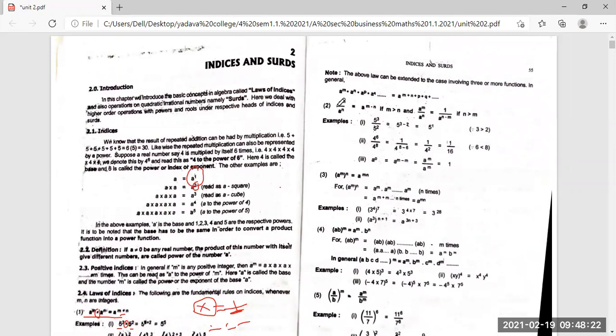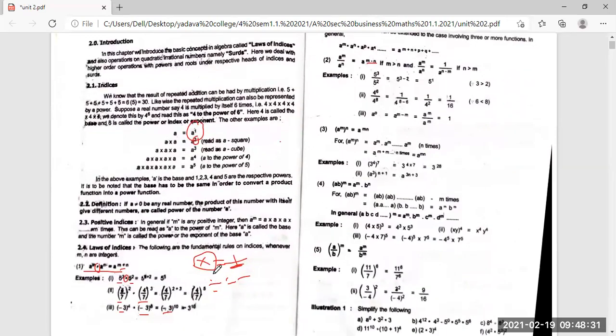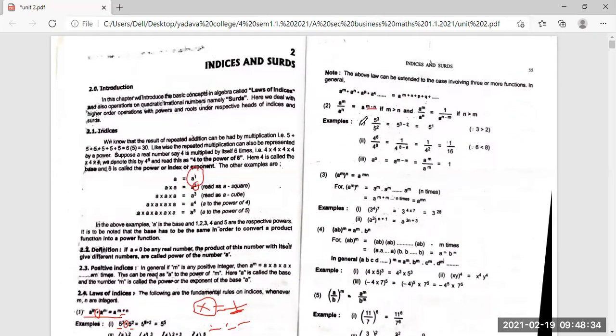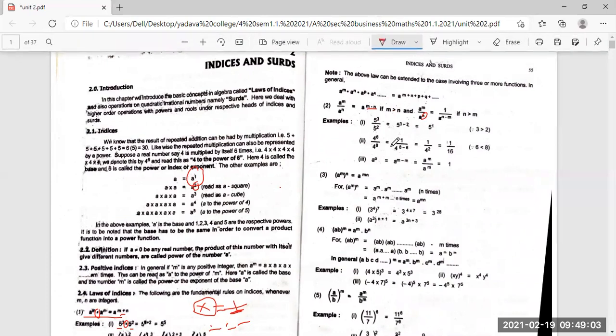When you are coming to division, a to the power of m divided by a to the power of n is equal to a to the power of m minus n. Already I have told you, division is equal to minus. If you are having a higher power in the denominator, we can write 1 divided by a to the power of n minus m instead of m minus n. So you can see the problem when you are doing it, and you will be able to understand it.